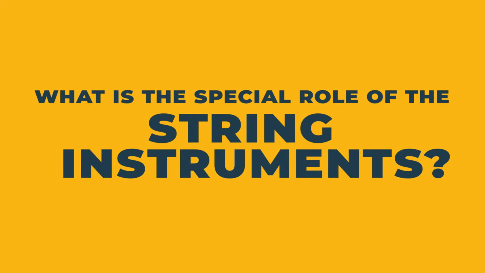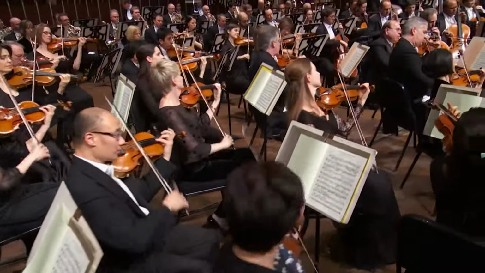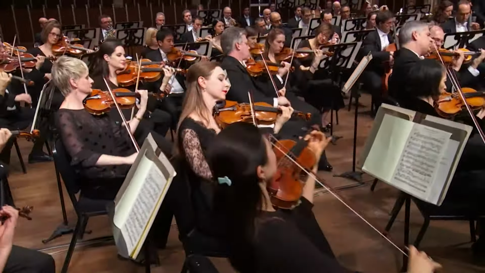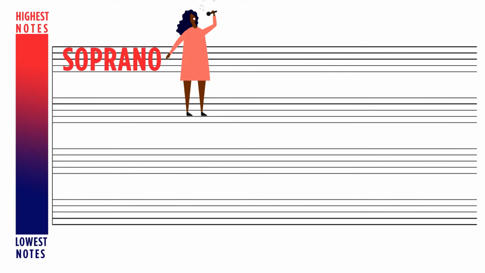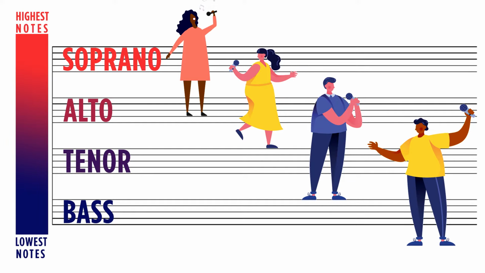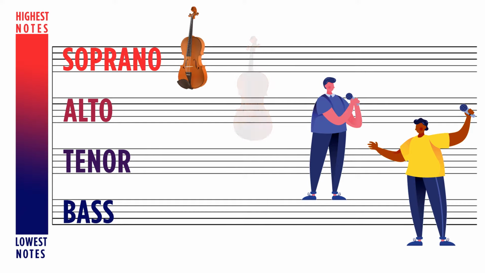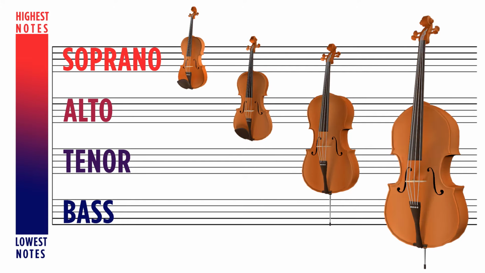What is the special role of the string instruments in the orchestra? The strings are the singers of the orchestra because they can sing the most beautiful melodies. Think of the string family like a chorus. In a chorus, you have sopranos, altos, tenors, and basses. In the string family, the violins are the sopranos, the violas are the altos, the cellos are the tenors, and of course, the basses are the bass.